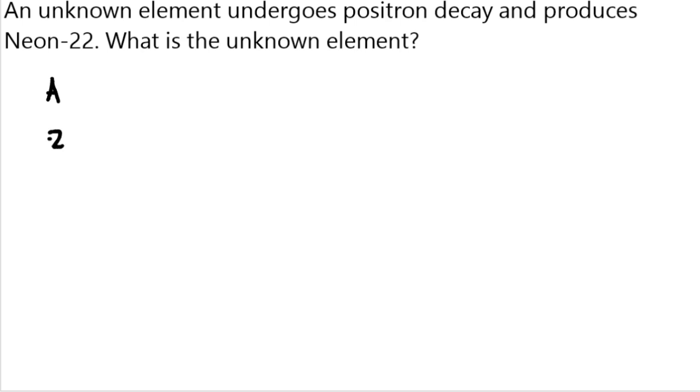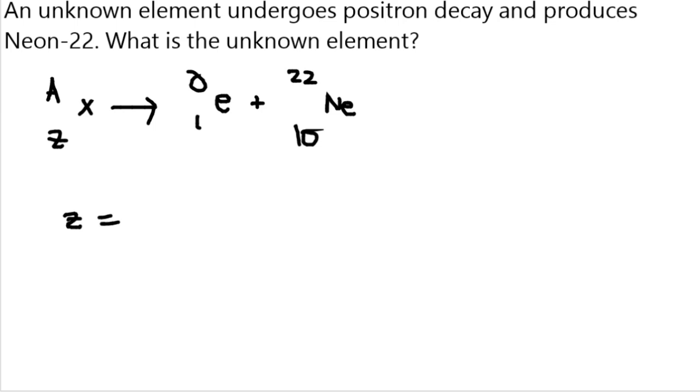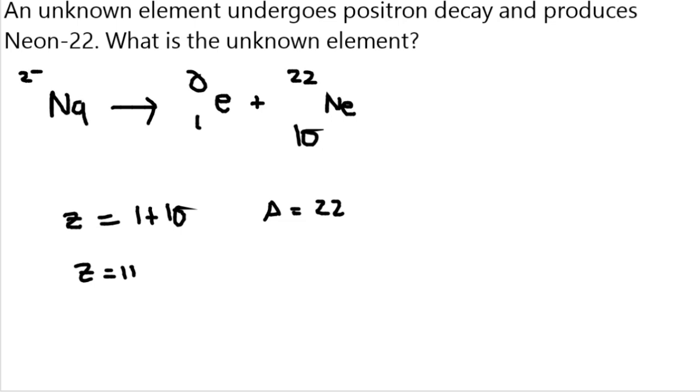An unknown element undergoes positron decay and produces neon-22. What is the unknown element? So let's say this is the unknown element, and it will be produced in positron decay, and the element that will be produced is neon-22. So solving for A and Z, let's solve for Z, that's going to be 11, and A is basically going to be 22. So they do have the same mass. So the element is going to be the atomic number 11 in the periodic table, which is going to be sodium. So this is sodium-22.